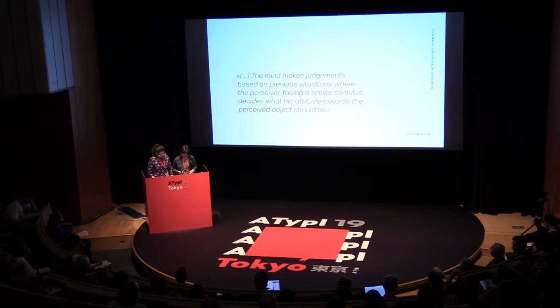Also, the process of identifying typographic shapes puts memory to use, which looks in its database of previous knowledge for similarities between objects until they are identified. Jorge de Buen says about the identification process: the mind makes judgments based on previous situations where the perceiver, facing a similar stimulus, decides what his attitude towards the perceived object should be.